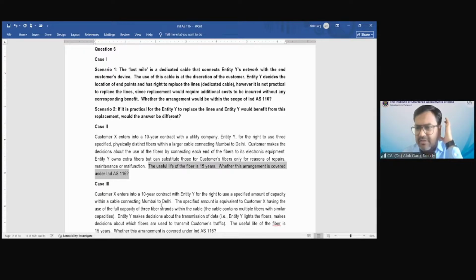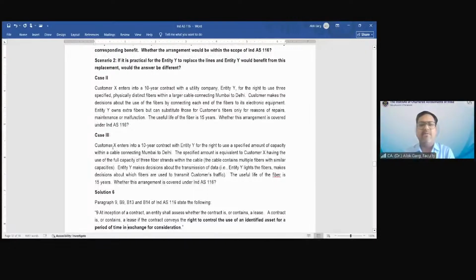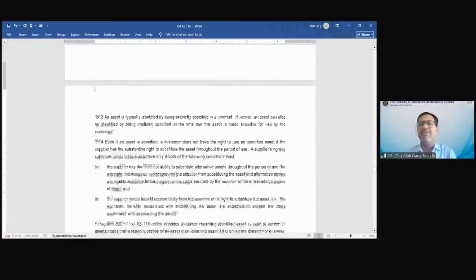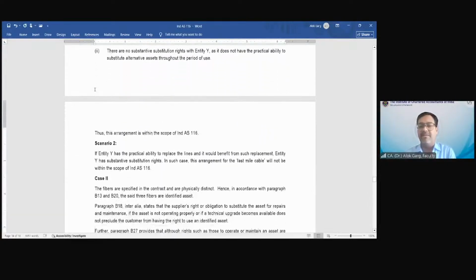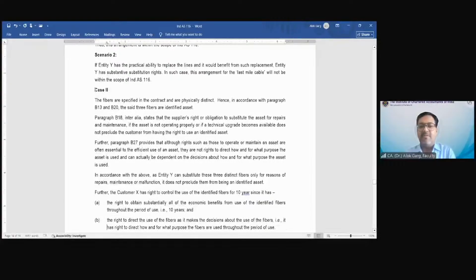But the lessor has a right to replace. Here the lessor has a right to replace. What happened? That is not a substitution right, sir. This right to replace is not benefiting the lessor. Yes, sir, the right to replace is only in case of some event happening, right? Okay.